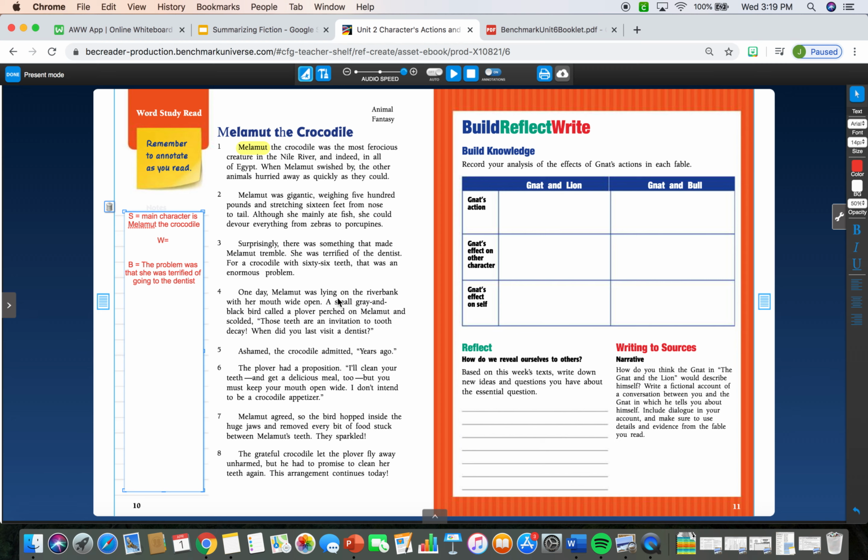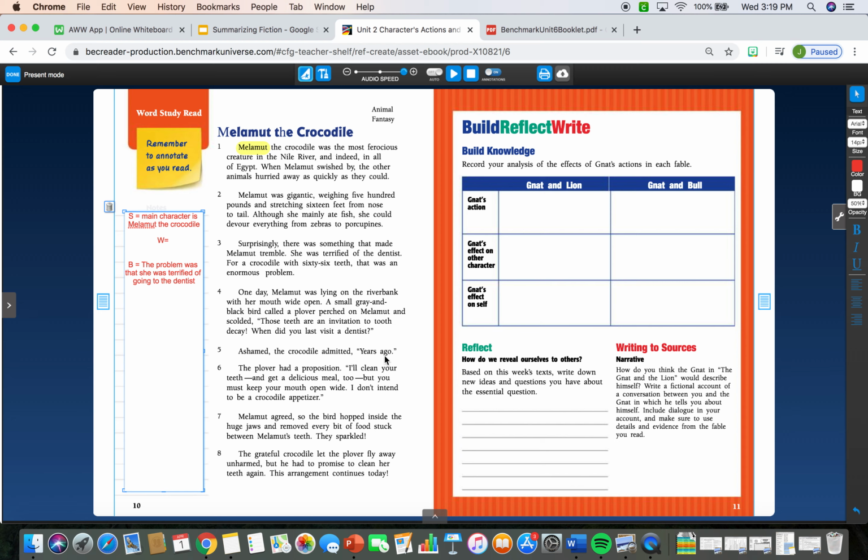One day, Malamut was lying on the riverbank with her mouth wide open. A small gray and black bird called a plover perched on Malamut and scolded, "Those teeth are an invitation to tooth decay. When did you last visit a dentist?" Ashamed, the crocodile admitted, "Years ago."